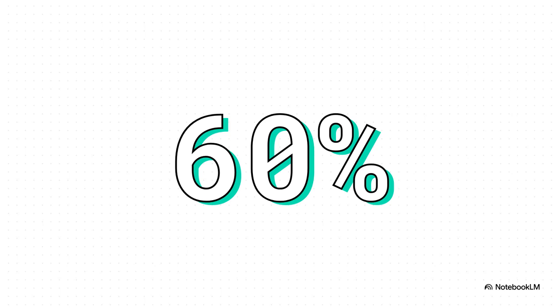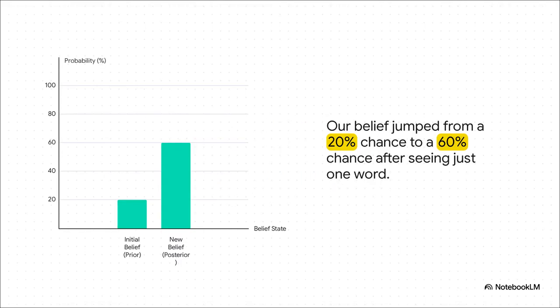The probability that this specific email is spam, now that we know it has the word win, has jumped all the way to 60%. Just look at that jump. We started with a pretty vague 20% suspicion, but after looking at just one single piece of evidence, that one word, our confidence that this email is spam tripled to 60%. This right here, this is what it looks like when a machine learns.